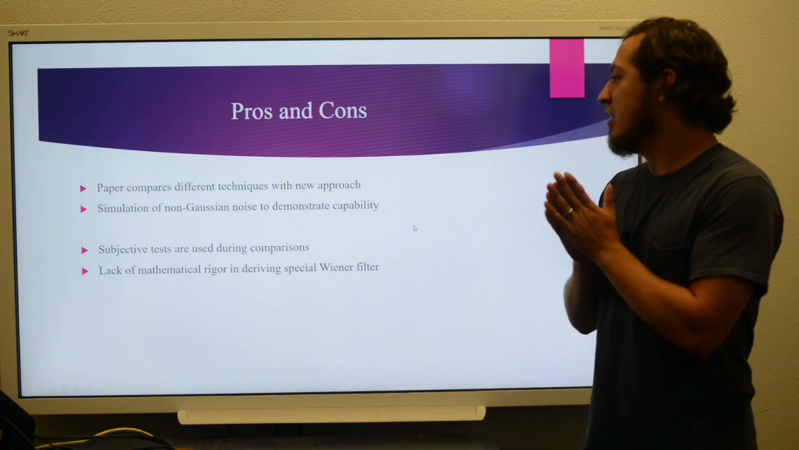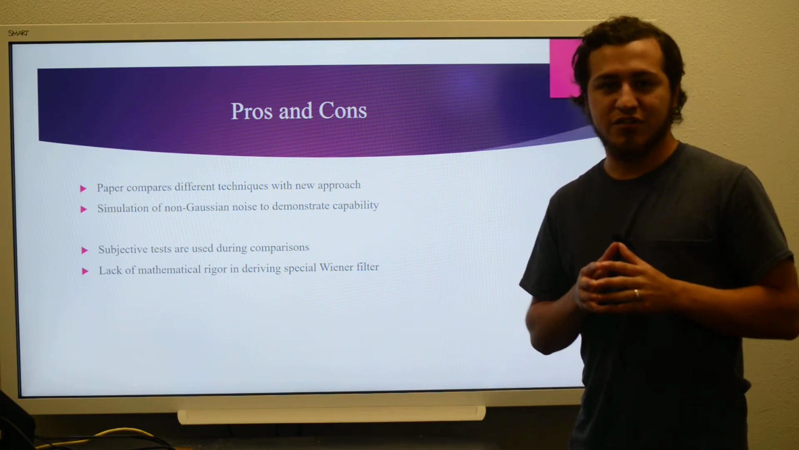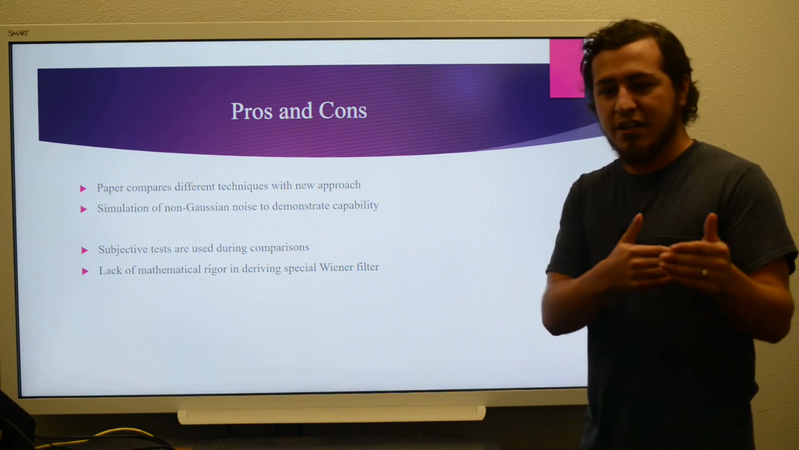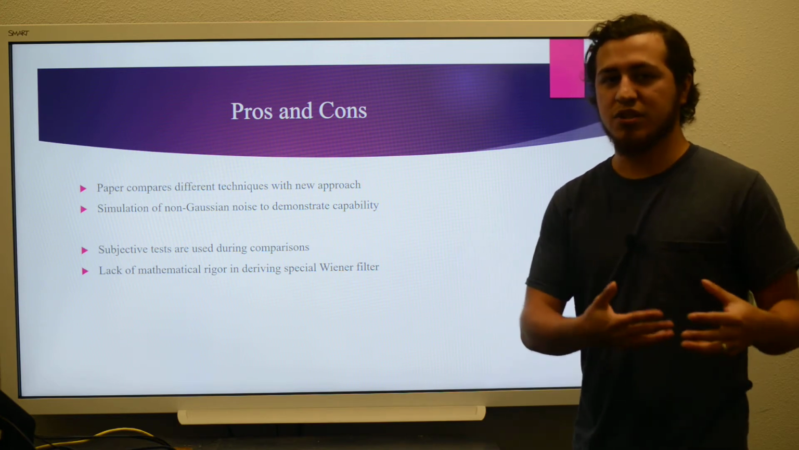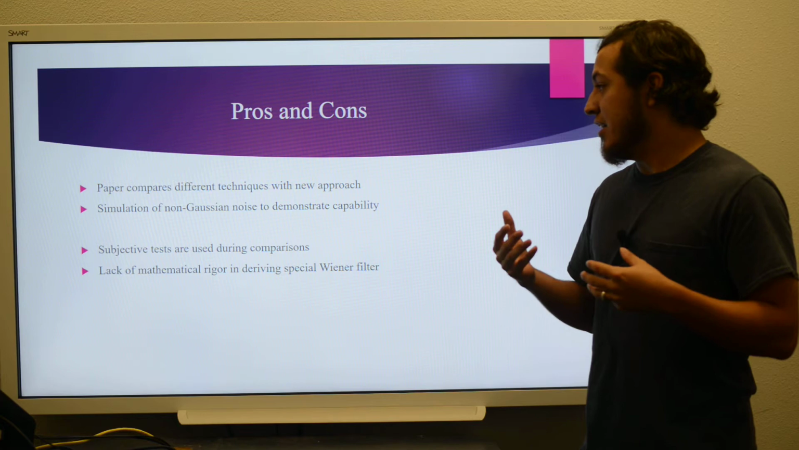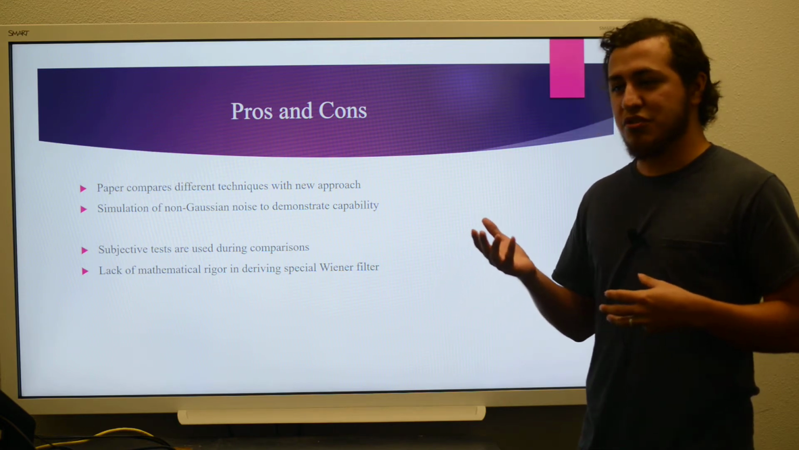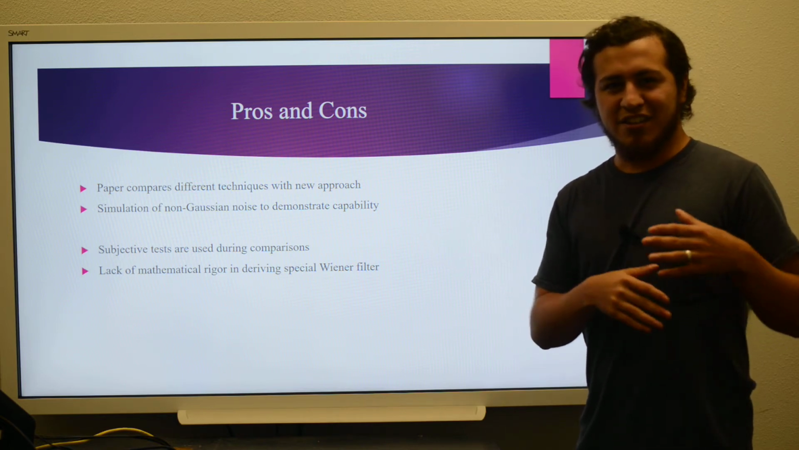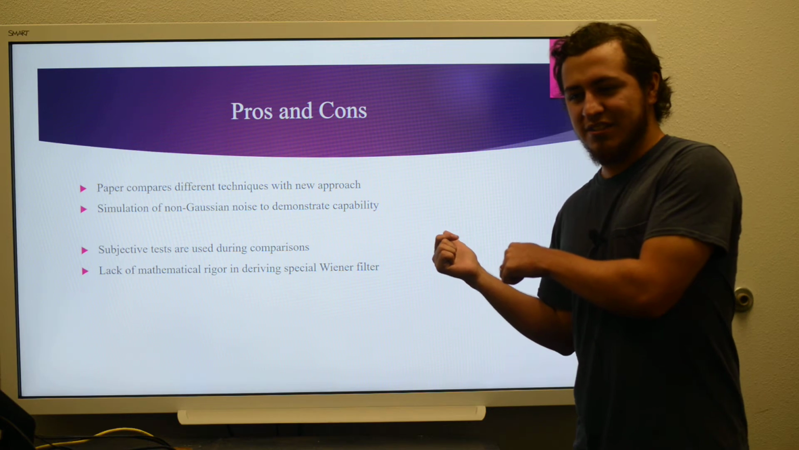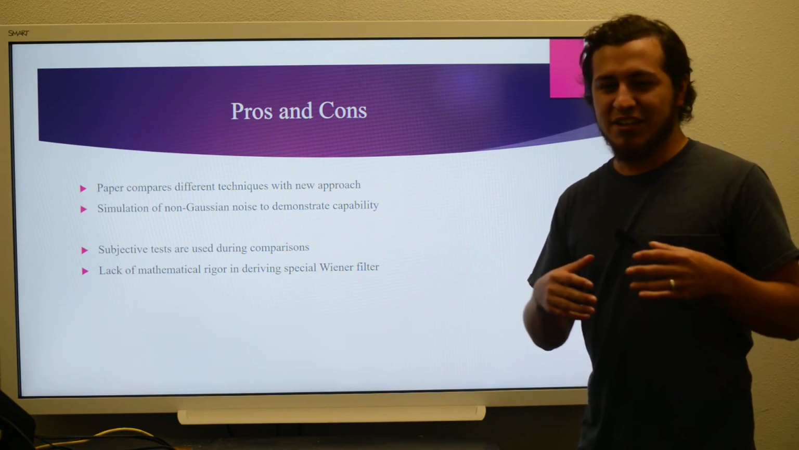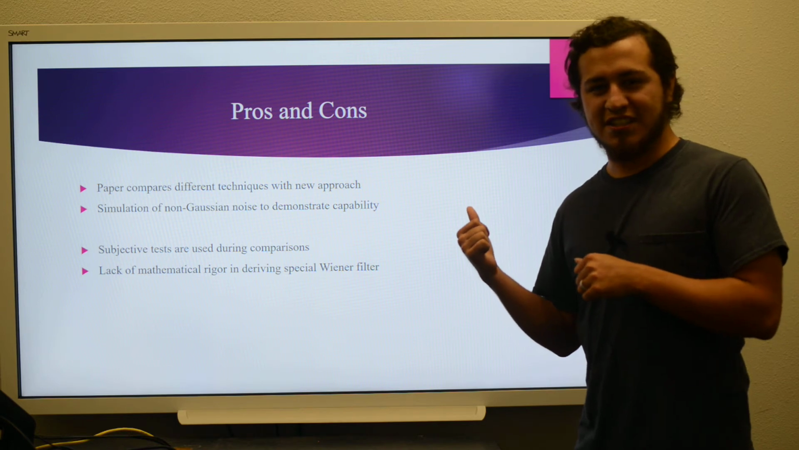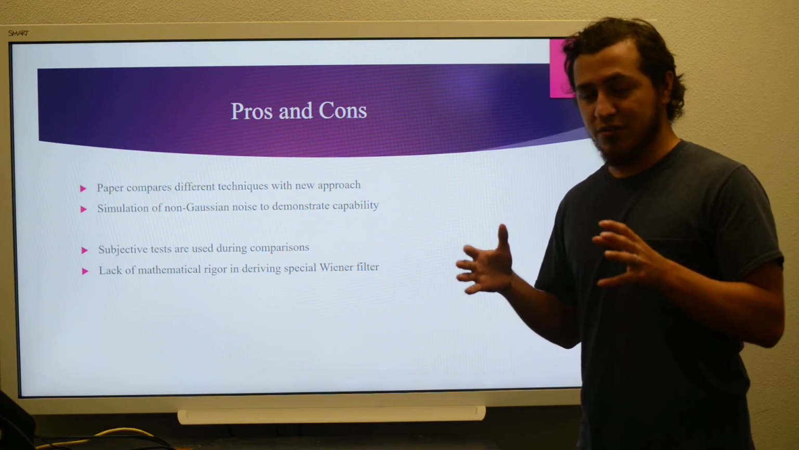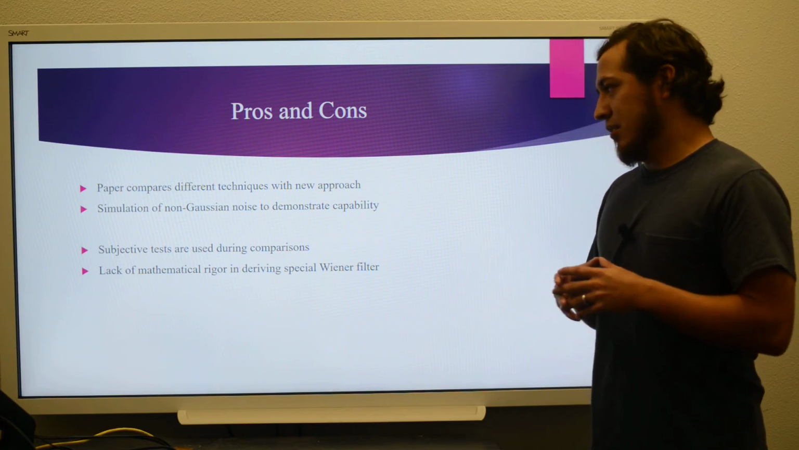So the pros and cons. The paper showed the different techniques that were involved in speech enhancement. That was a pro. It's good that you're able to compare your results with different results to see whether or not your results are better or not. And they also simulated the non-Gaussian noise to demonstrate the capability of that filter. A lot of this was actually a problem that a lot of the other filters had when they tried applying to this situation; they had to change out the conventional methods that they use for speech enhancement, with the fast Fourier transform and Wiener filter and the thresholding of the wavelet coefficients. So that was a pro.